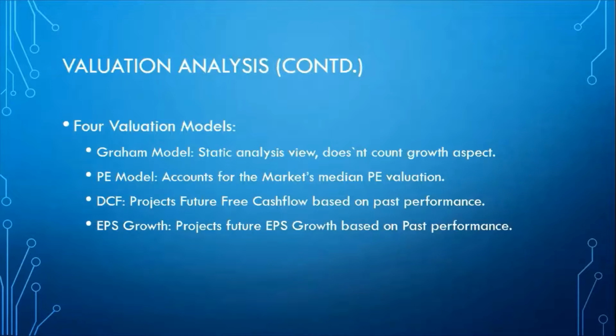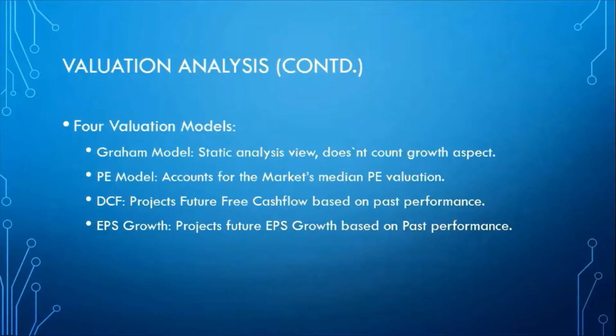Graham model. This model gives us a static view of the valuation of the company. It does not cover the growth potential aspect of the company and covers only the recent profitability of the company along with its net worth. PE model. This model compares the median historical PE of a stock with its current price. If the current PE is found to be less than the median PE, the stock is deemed as undervalued according to this model.